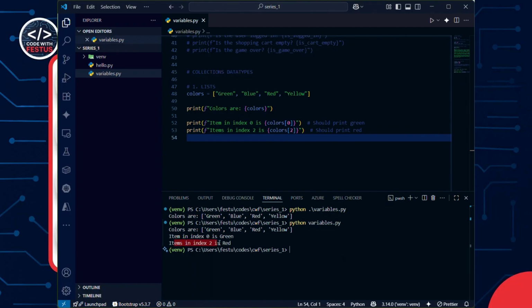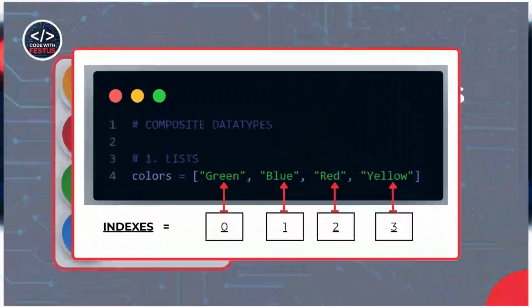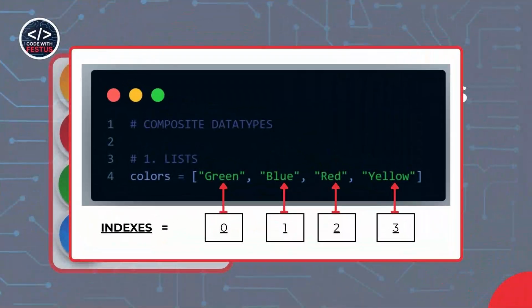To retrieve red, we use colors, open square bracket, 2, close square bracket, because counting from index 0, the index of red happens to be 2. If index started counting from 1 instead of 0, it would have been colors 3 for red and colors 1 for green.